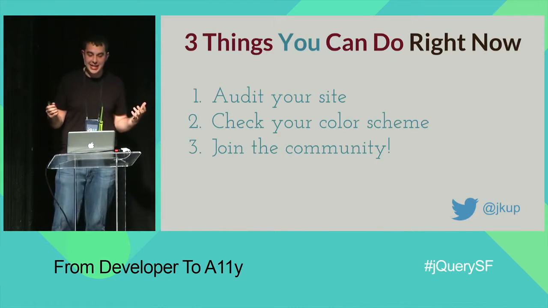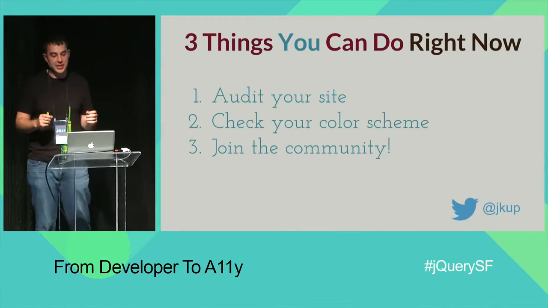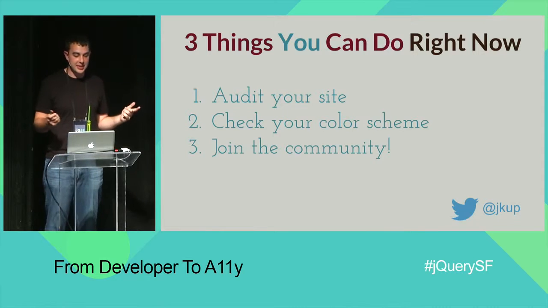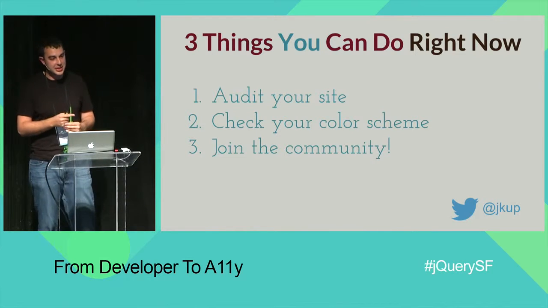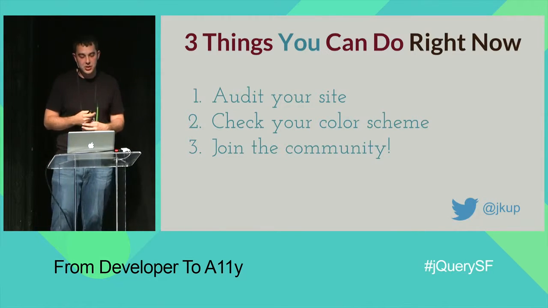So that's it. My last slide is just 3 things you can do right now, 3 takeaways. 1, go audit all of your sites. Pick your poison, whether it's the Chrome or the Firefox or the terminal one. 2, check your color schemes on your business cards. Check them on your website. Check them on your banners, anything like that.